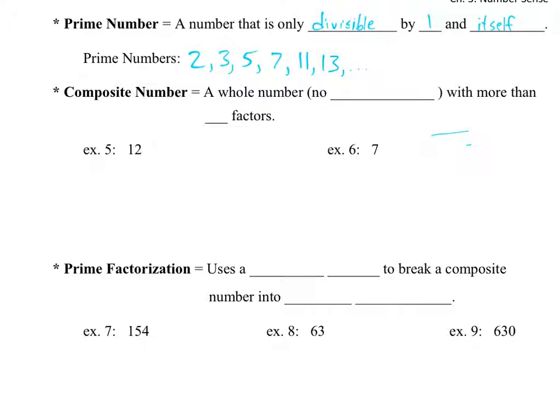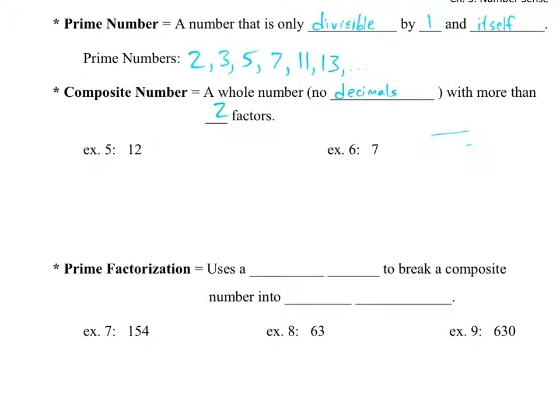Composite numbers. A composite number is a whole number, by that we mean no decimal, with more than 2 factors. Because prime numbers are going to be divisible by 1 and themselves, so this needs to have more than 2 factors to be a composite number. Fair enough? I'll just move on.